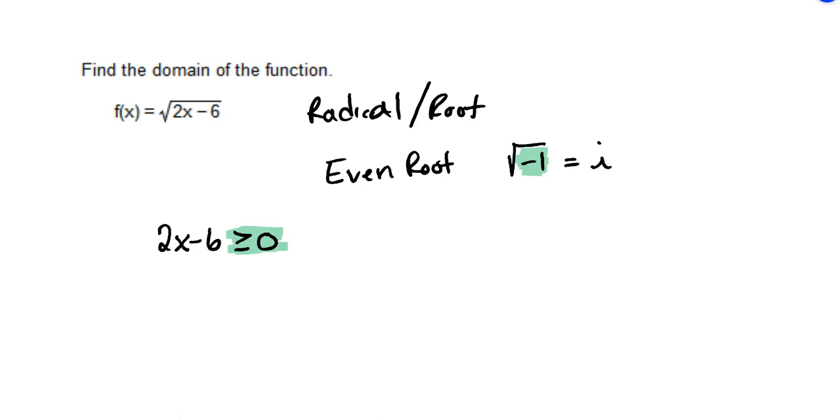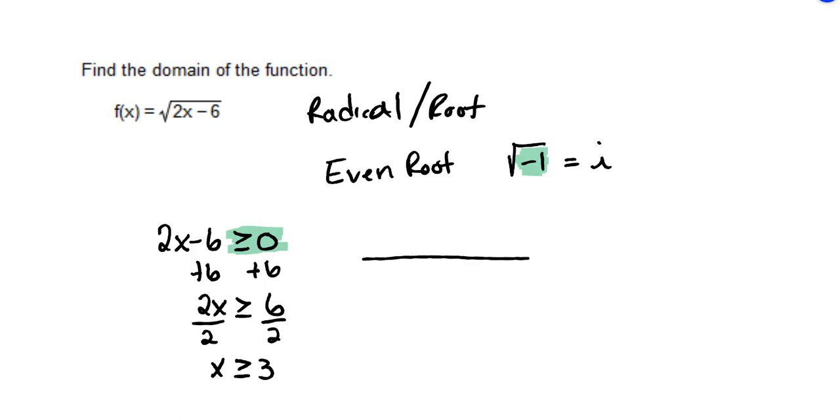And then we're going to solve that inequality by adding 6 to both sides. That gives me 2x greater than or equal to 6. Divide by 2, and x is greater than or equal to 3. If we were to represent this on a number line, we would mark 3 on the number line with a filled-in circle, indicating that 3 is part of the domain. And our inequality says x is greater than or equal to 3. Numbers that are greater than 3 are to the right of 3, so I'm shading to the right.